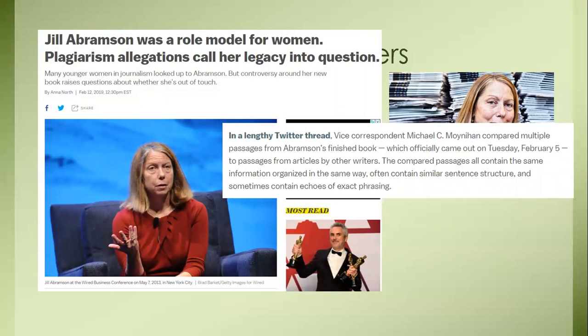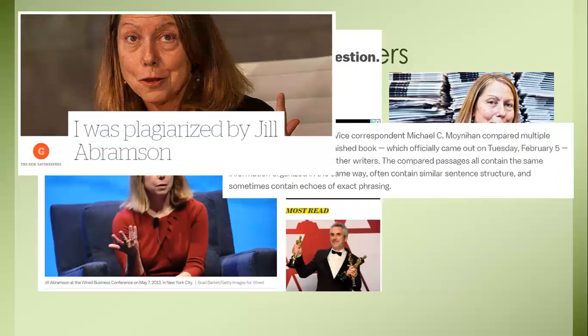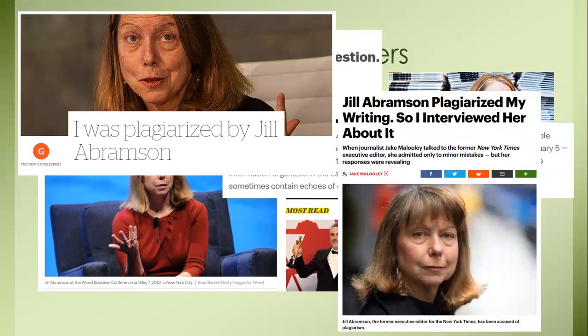In a lengthy Twitter thread, a Vice correspondent, Michael C. Moynihan, compared multiple passages from her book, which officially came out Tuesday, February 5th of 2019, to passages from articles from other writers, and compared the passages that contain the same information, organized in the same way, and often contain similar sentence structure. Since these were writers, of course, they wrote about it, and they wrote about it a lot. And one person even interviewed her about it. Her response was that she didn't mean to, it was unintentional, and she rewrote the book and republished it. But as you can imagine, this book did not sell well because people didn't think they could trust her. Outside of that, Jill's probably not going to get a job in publishing again anytime soon. This is a pretty serious offense.